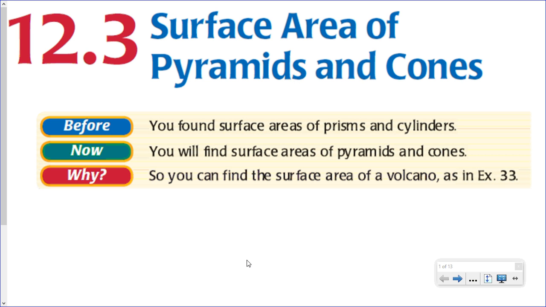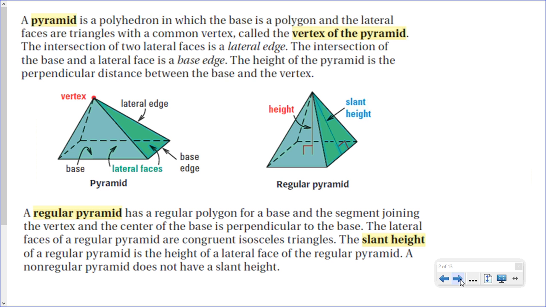This is 12.3, surface area of pyramids and cones. It is a lot based off of 12.2, where it was surface area of prisms and cylinders. Again, it's everything you could touch around the outside of the object. I'm going to page ahead a little bit and we'll get the formula right away, then go backwards and do a few problems.